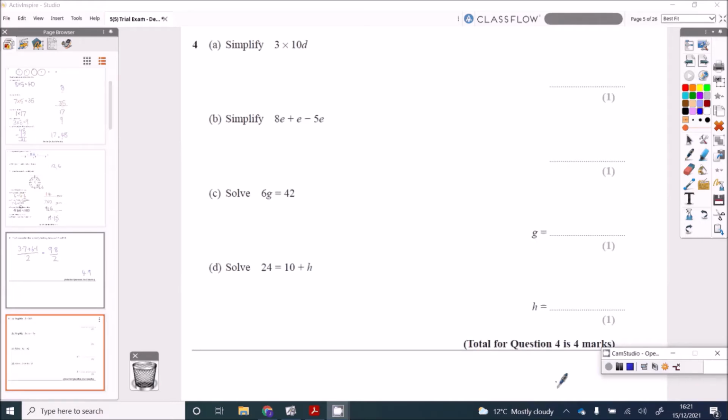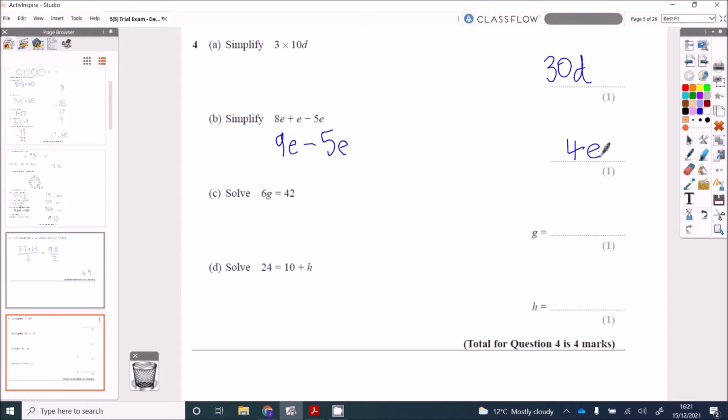Question 4. So part A, 3 times 10 times D. Well, 3 times 10 is 30. So that's just 30D. Part B. So 8e plus e is 9e. And then 9e take away 5e is just 4e.